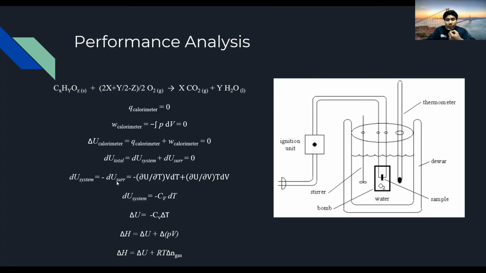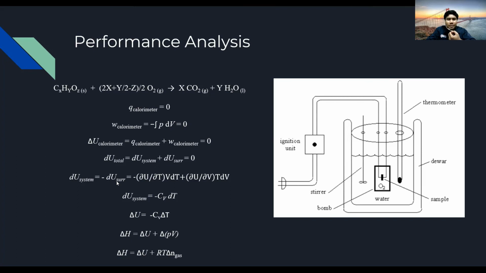And since the calorimeter is isolated from the rest of the surroundings, we can define the reactants, which are the sample and oxygen, to be the system, and the rest of the calorimeter, bomb and water, to be the surroundings. So the change in internal energy of the reactants upon combustion can be calculated from that equation. Delta U total is equal to delta U system plus delta U surroundings, which is equal to 0. And then delta U system is equal to negative delta U surroundings.